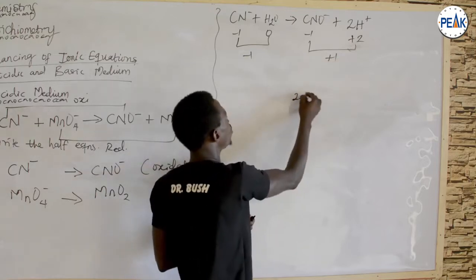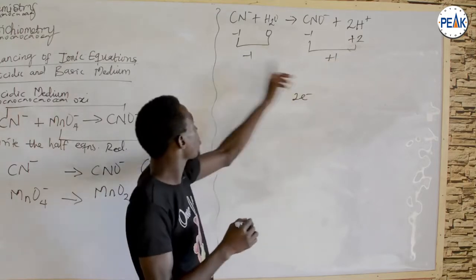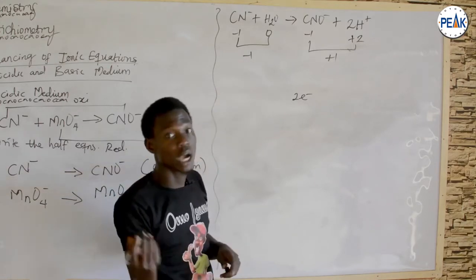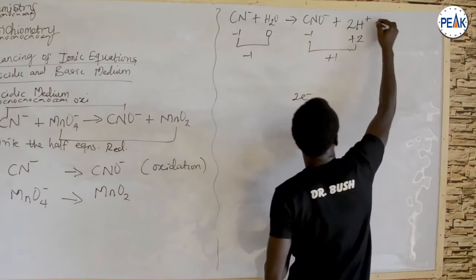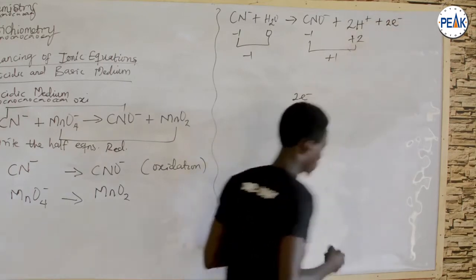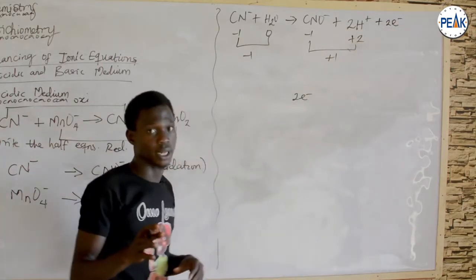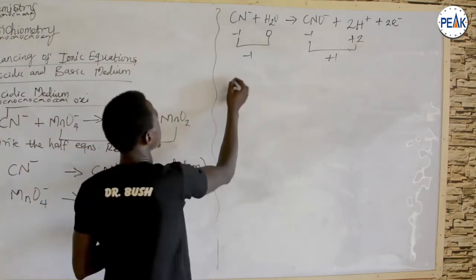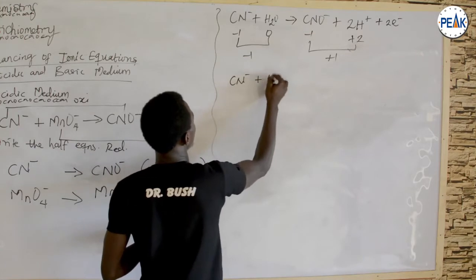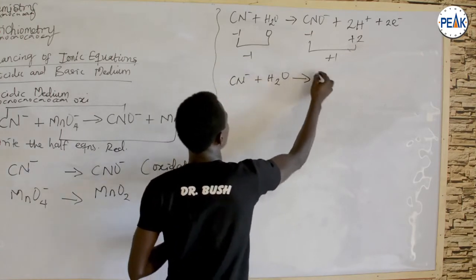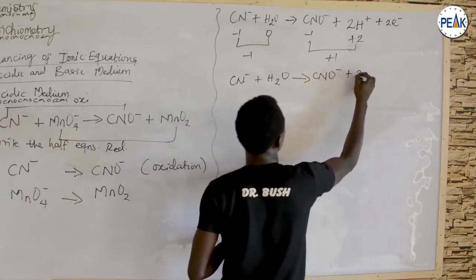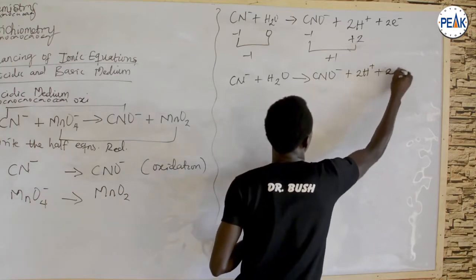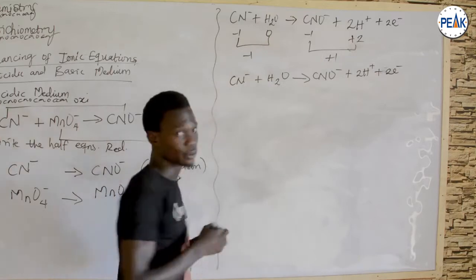The product side will have to lose 2 electrons, so as to be balanced with the reactant side, which is -1. So what do I have to do? I just come here to say +2e-. I believe this is clear. Now, my equation for this is CN- plus H2O, giving me CNO- plus 2H+ plus 2e-. I've just rewritten this here.